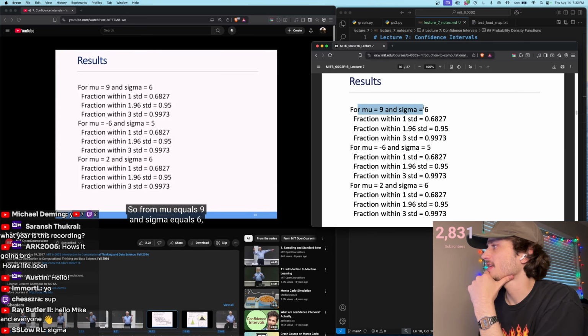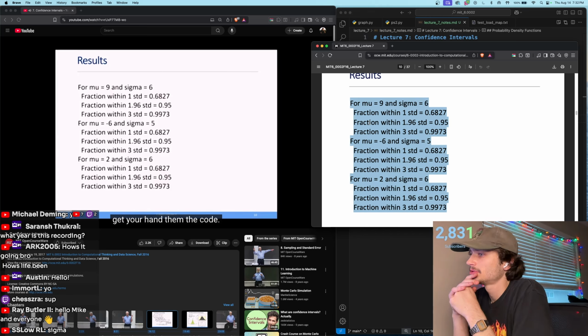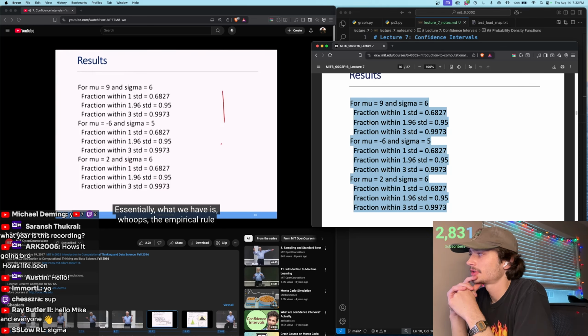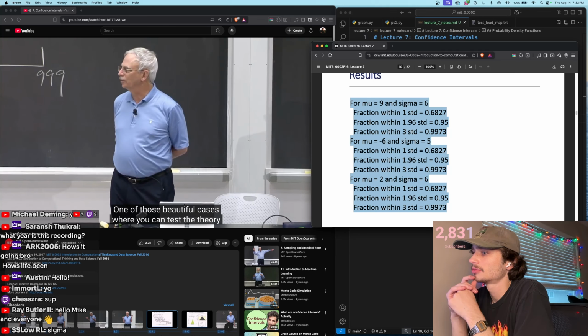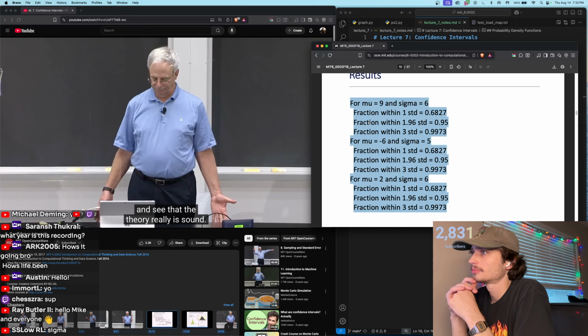Well, here are the results. So for mu equals 9 and sigma equals 6, we happen to choose those. We'll see the fraction within 1 is about a little over half. Then 1.96 and 3. And so for these random mu's and sigmas, you can see that they all come out pretty similar. You can set them to whatever you want when you get your hands on the code. Essentially, they're all the same values. The empirical rule actually works. One of those beautiful cases where you can test the theory and see that the theory really is sound.